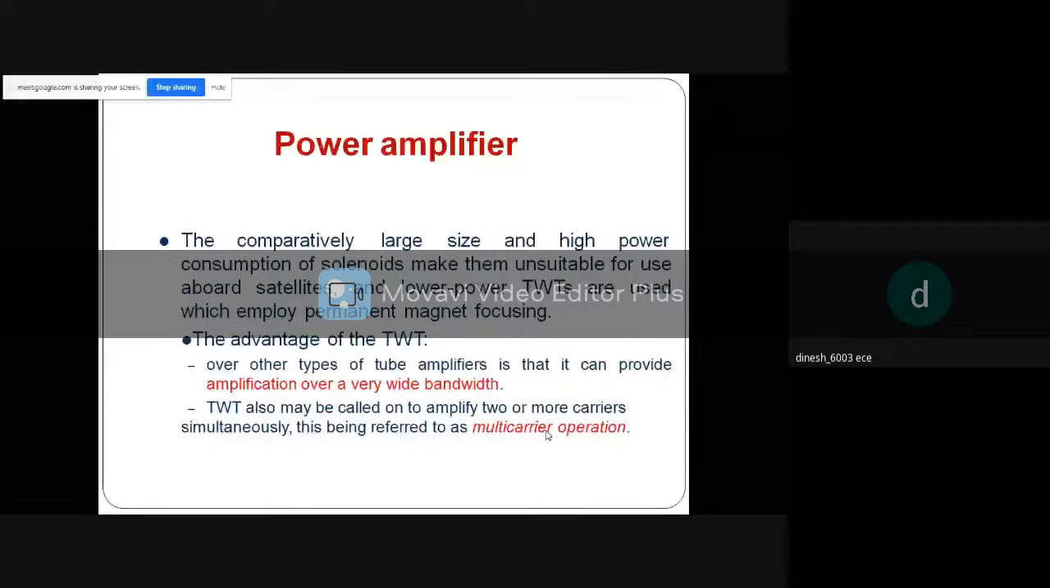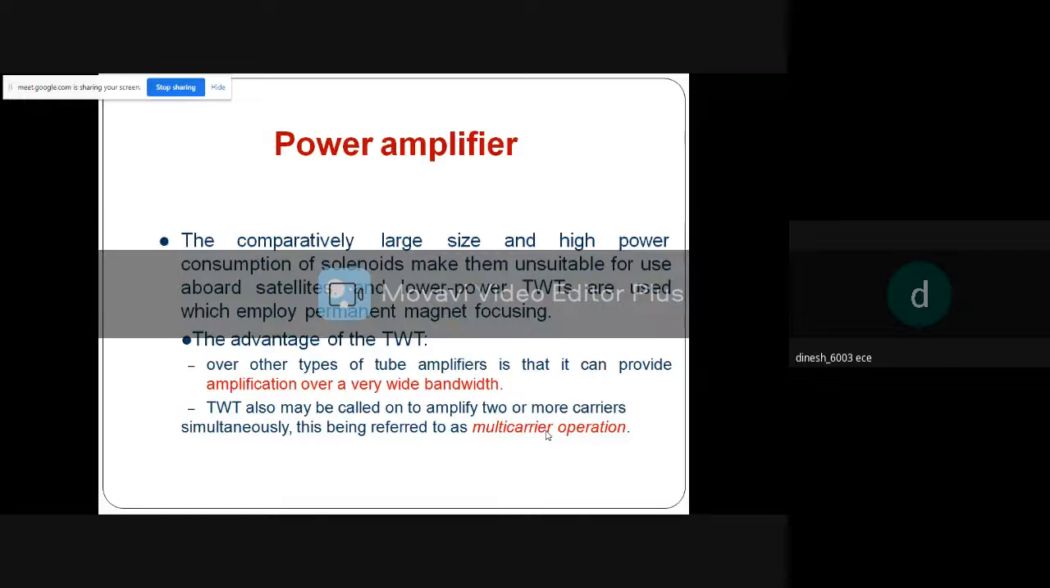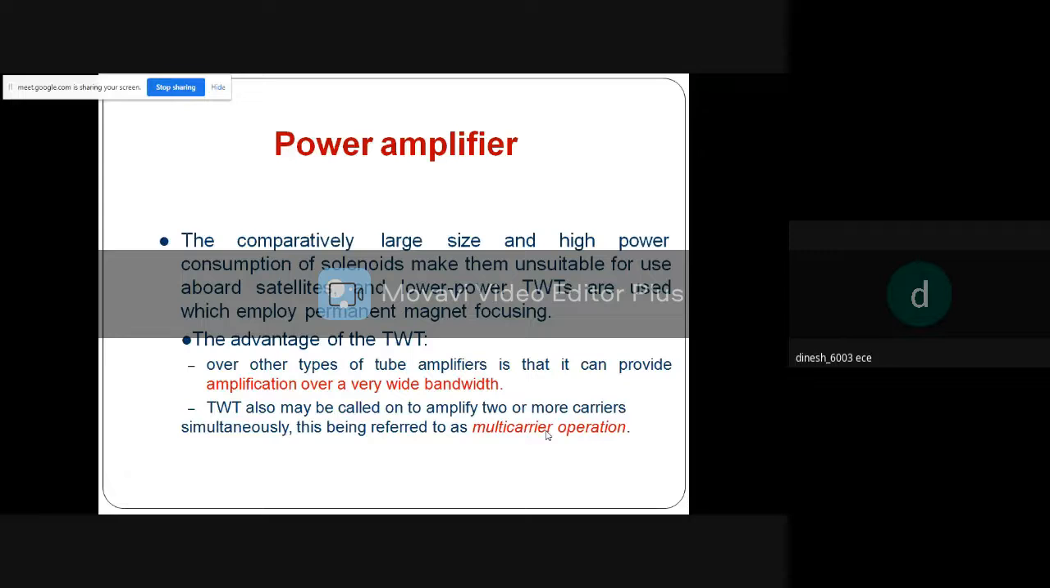Then the power system. The advantage of using this TWT is that it can provide amplification over a wider bandwidth. Approximately it can provide for 2000 megahertz. So this TWT may be called on to amplify 2 or more carriers simultaneously also, and thereby it is referred to as multi-carrier operation. The large size and high power consumption of solenoids make them unsuitable for onboard satellites, whereas low power TWTs can be used or deployed in satellites.